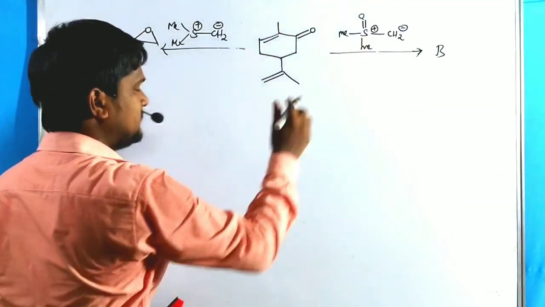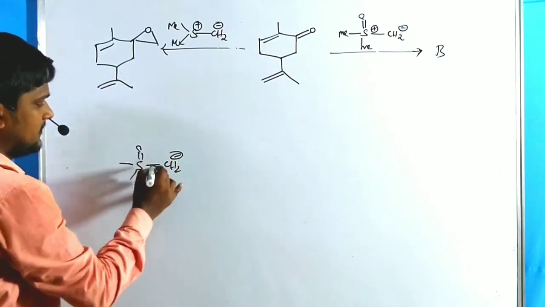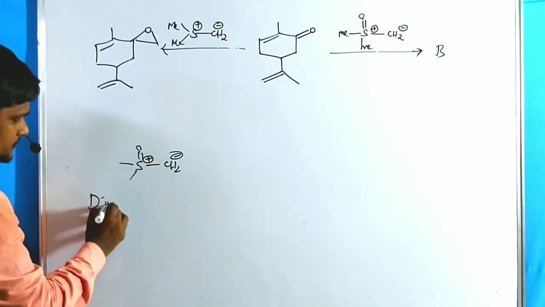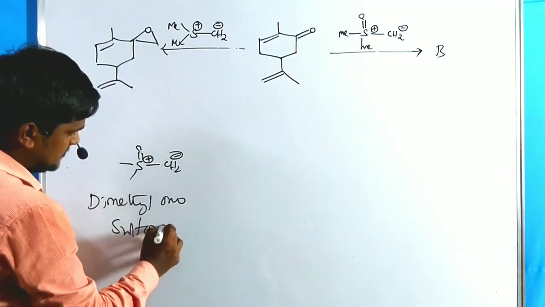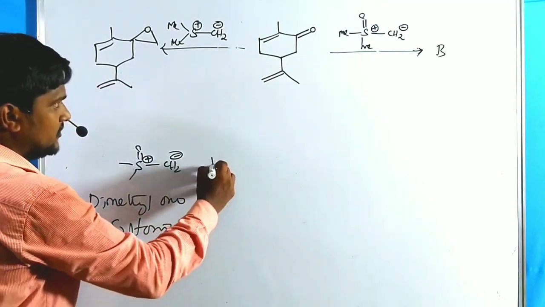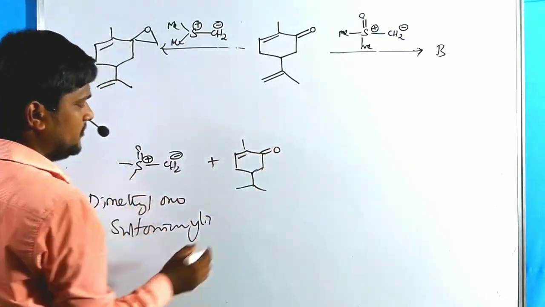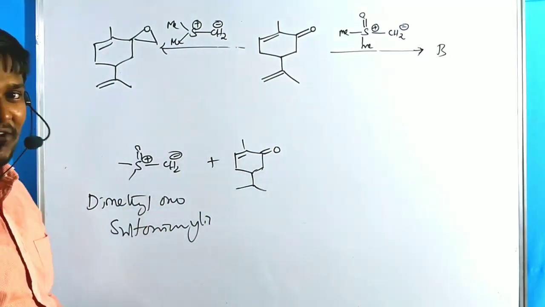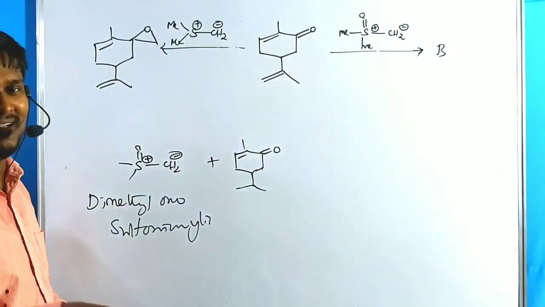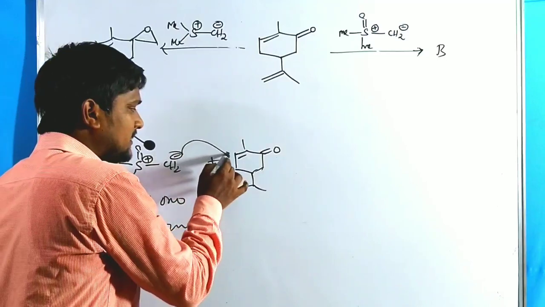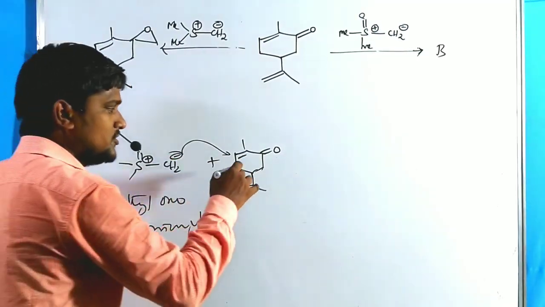In the presence of dimethyl oxosulfonium ylide and an alpha beta unsaturated ketone compound, due to its lesser nucleophilicity it cannot attack the carbonyl directly, that is, direct addition. It attacks the alpha beta unsaturated system at the conjugate position.